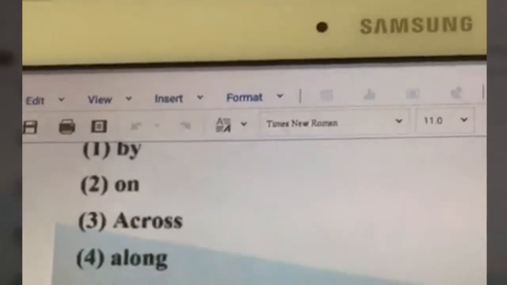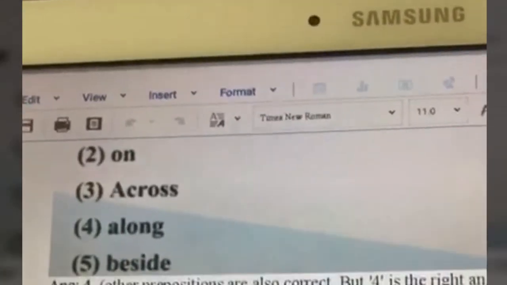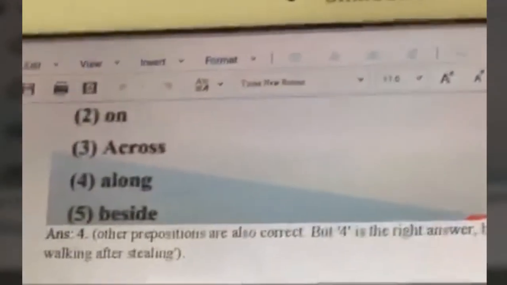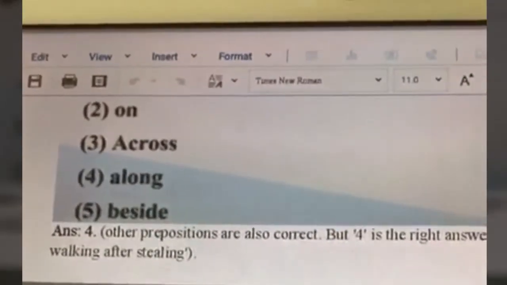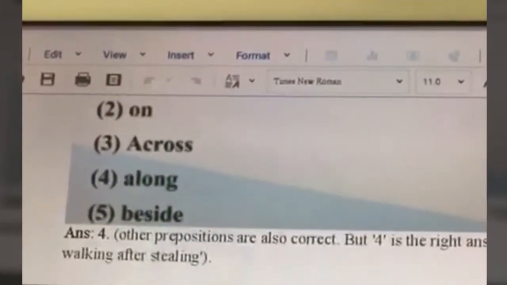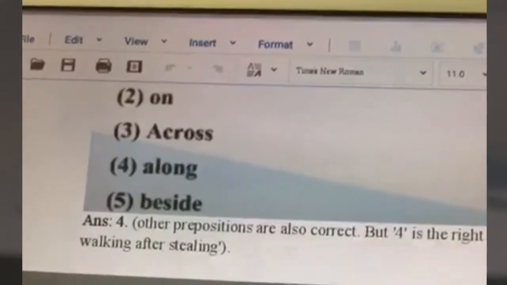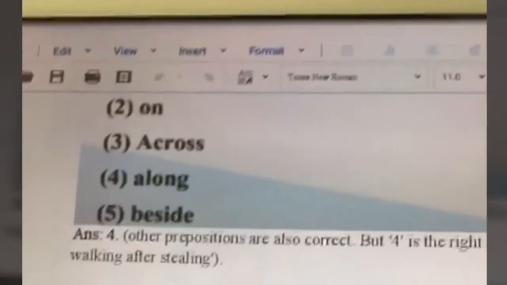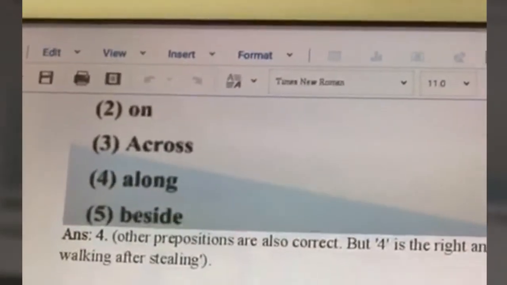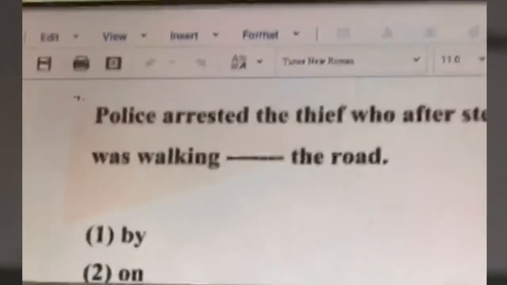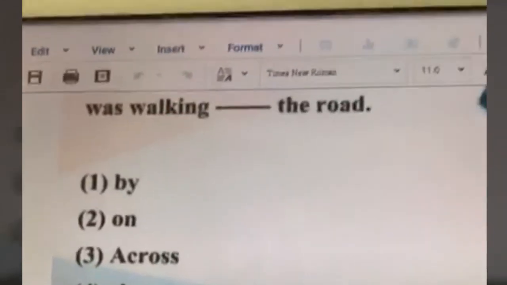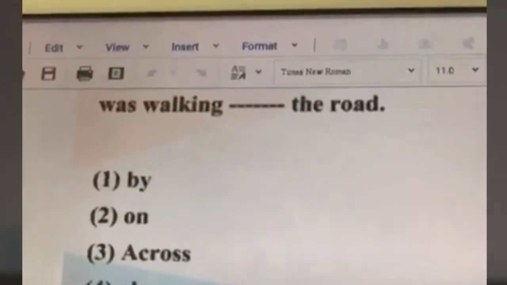Was he walking along the road? That's possible. Was he walking beside the road? Again, beside is also possible, but beside means more like side by side. Along means along the side of the road, like maybe on the footpath or in the forest near the road. So here the answer would be along. All the other prepositions you can generally use with the verb walk, but in this case along makes the best or the correct sense.